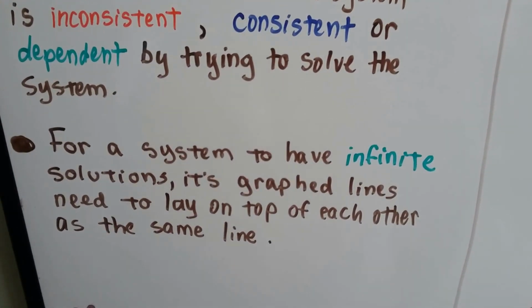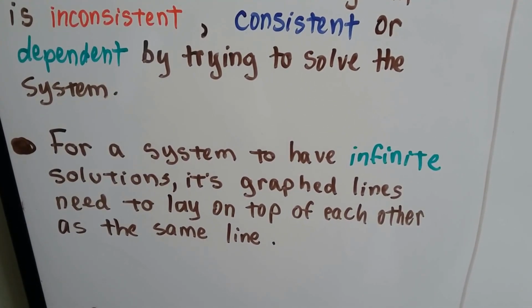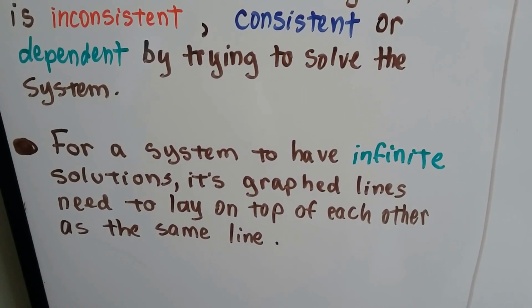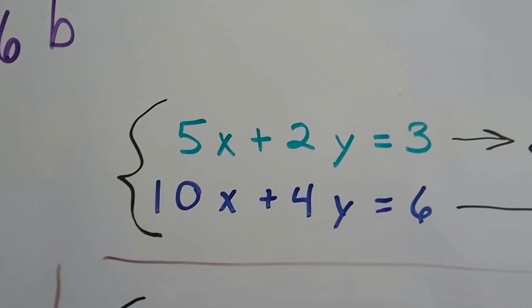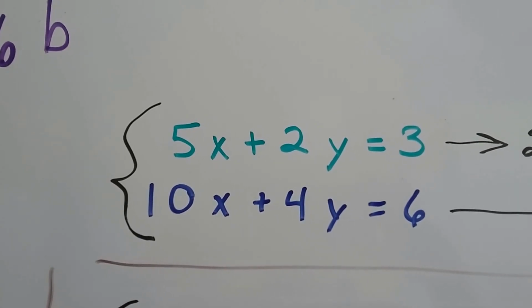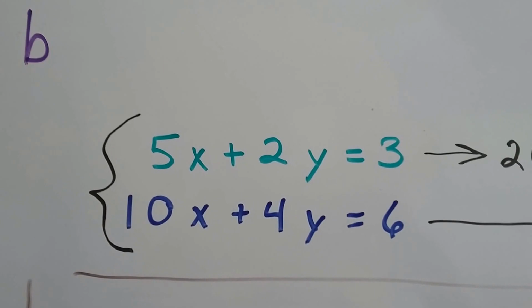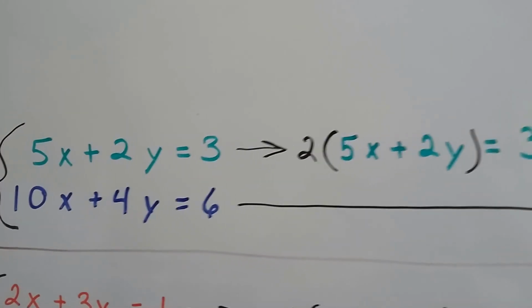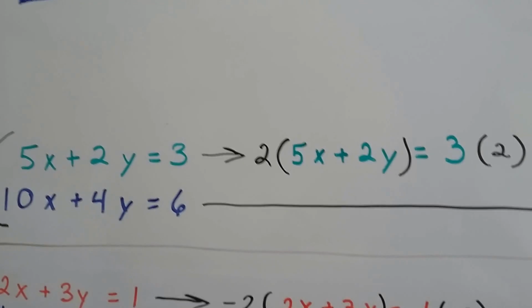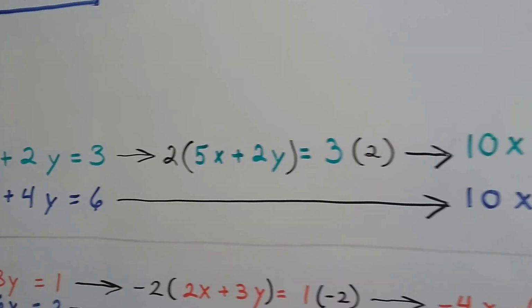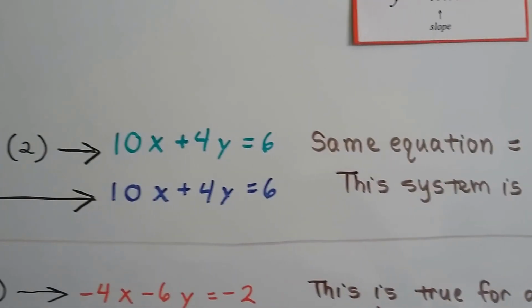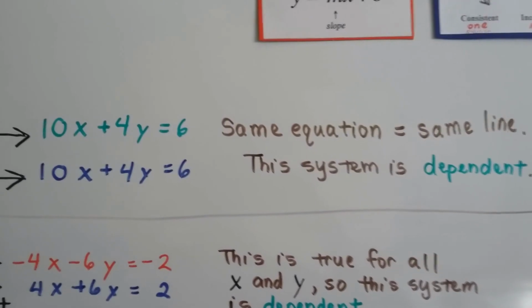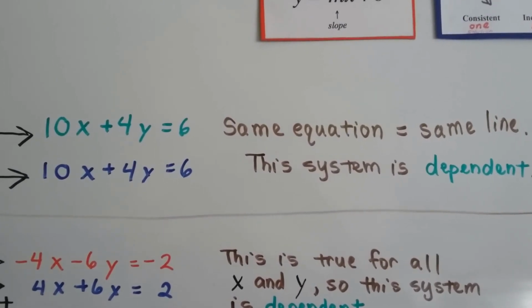And for a system to have infinite solutions, its graphed lines need to lay on top of each other as the same line. So here's our first system of equations. We've got two equations, and you can just look at these and tell if we multiply the first one by 2, it's going to have the same values as the second one. When we multiply this first green equation by a 2, and remember you have to even do after the equal sign, we're going to end up with the same equation, 10x plus 4y equals 6. This same equation means it's the same line and this system is dependent. Okay?